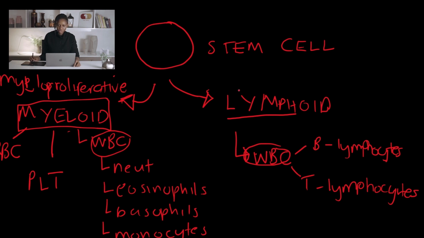So that's good for your basic understanding of how these cells come about. And what I'm going to do now is to start talking about each of these specific cell lines and what can go wrong with each of them.